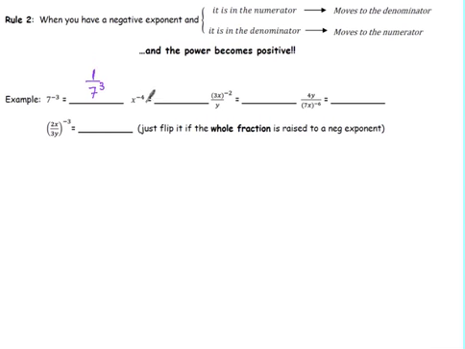If I have x to the negative 4, it works the same way. Instead of the x being in the numerator, it's going to move down to the denominator, and that 4 is going to now be a positive 4. But remember, I can't just leave it blank up top in the numerator. I put a 1.